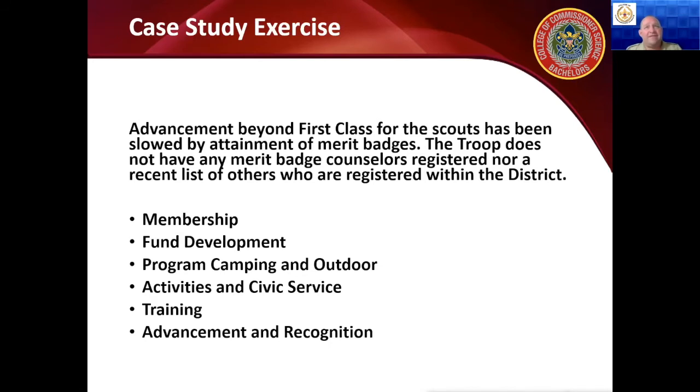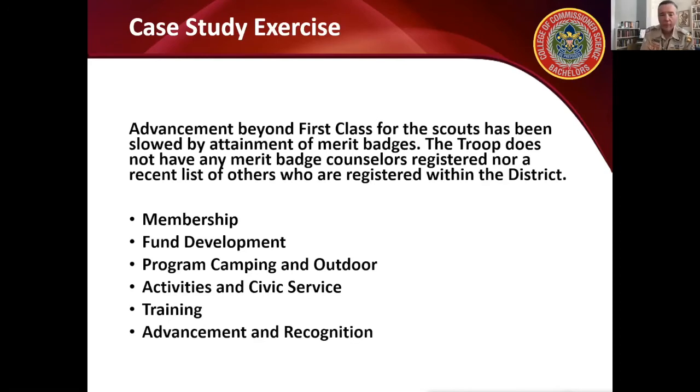Advancement beyond first class for these scouts has been slowed by attainment of merit badges. The troop does not have any merit badge counselors registered, nor a recent list of others who are registered within the district. Advancement and recognition, exactly. And those lists, I know the council currently has a list of those who have been registered. I think it's going to be a little easier to track now that it's more of a registered process, where in the past you were just tossed onto a list and you were never removed from it until recently.